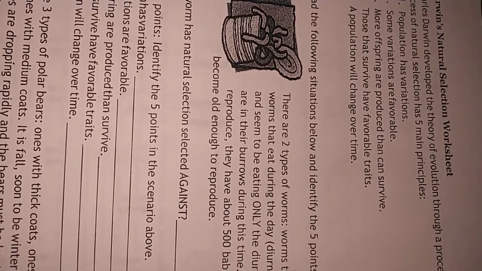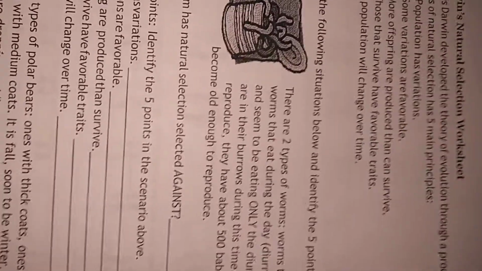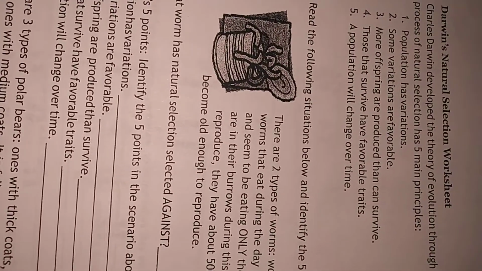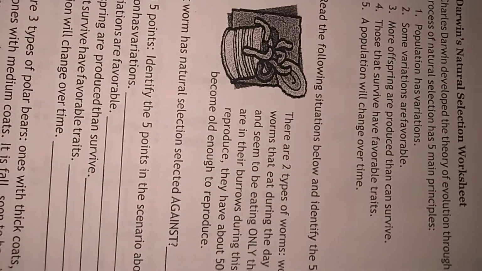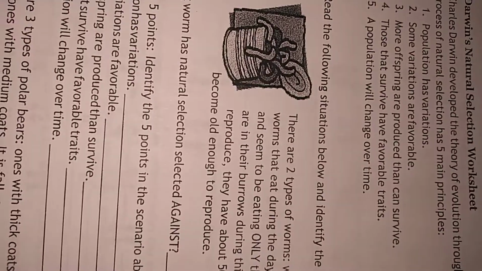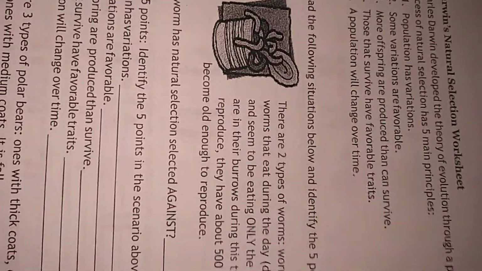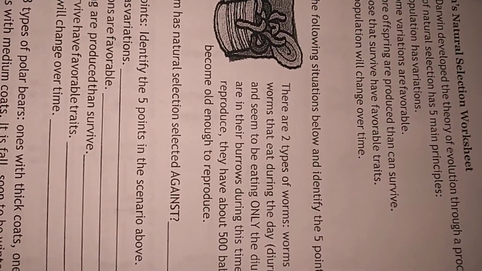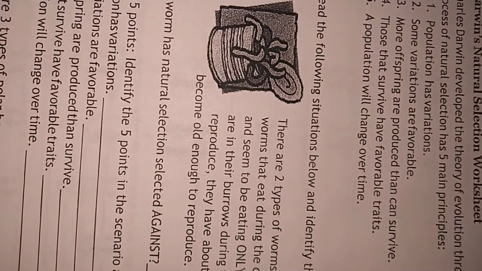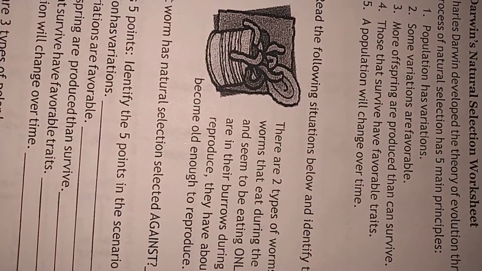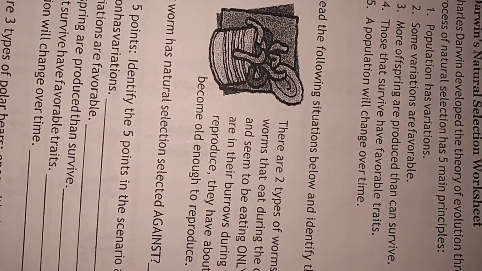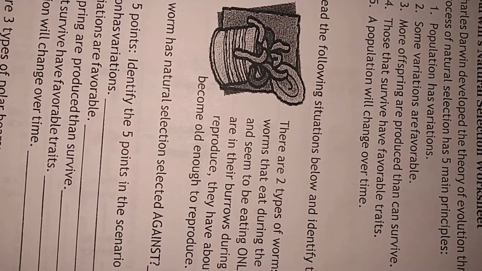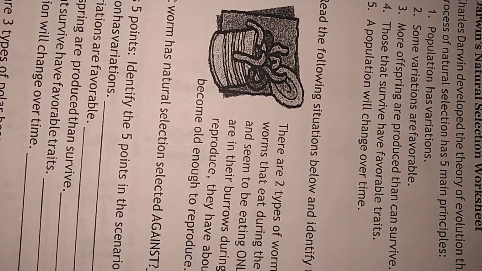More offspring are produced and can survive. Think about sea turtles. They lay hundreds of eggs on the beach, and then as they hatch, only maybe a handful of those end up surviving to adulthood. Those who survive have the favorable traits. Well, that's going to be the sea turtle that can find the ocean quicker after it hatches, the one that can swim faster, the one who knows the difference between jellyfish and plastic bags.